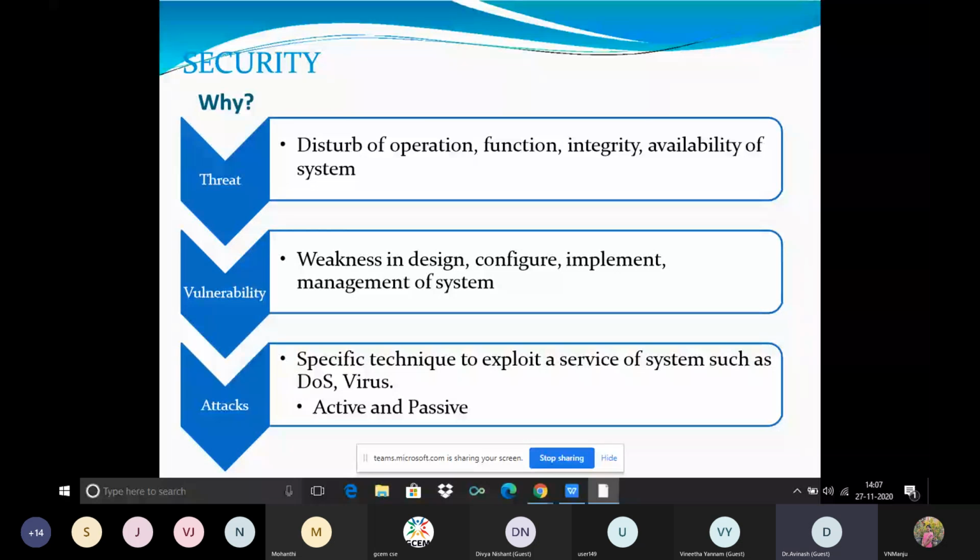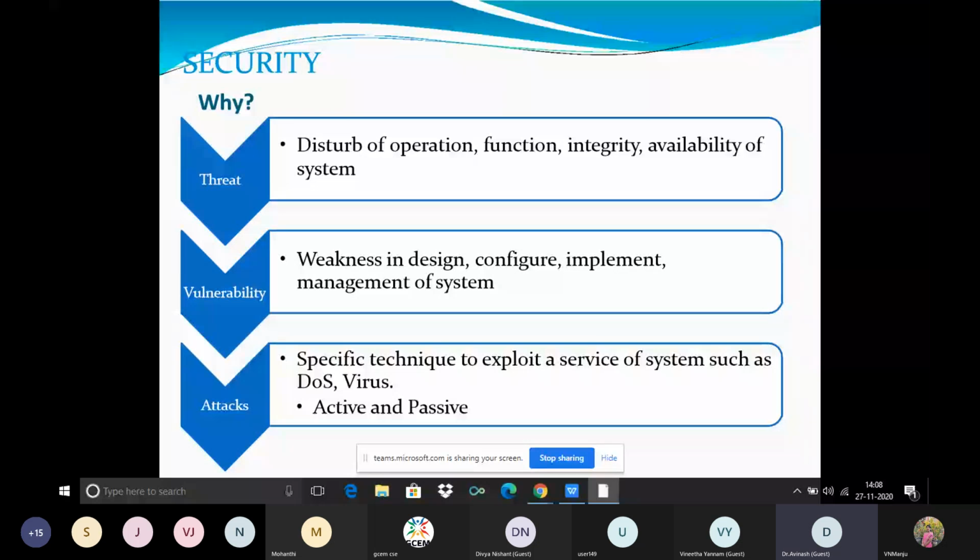When we talk about threats, the meaning of threat is that whenever there is a disturbance in the operations, or a disturbance in the functionality of any particular device, or the integrity of the device has been challenged, or the availability of the system is not there, then we can say that a possible threat has opened, or has occurred.